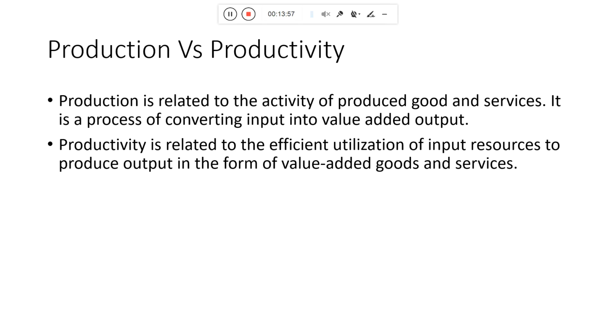What is the production of today? They are not asking about how much raw material you consume. They are just focusing on how many products you produced today. That is production. But when I talk about productivity, it is related to efficient utilization of input resources to produce output in the form of value added goods and services. So how efficiently you utilize all the raw material to convert into the output, that is the actual indication of productivity.